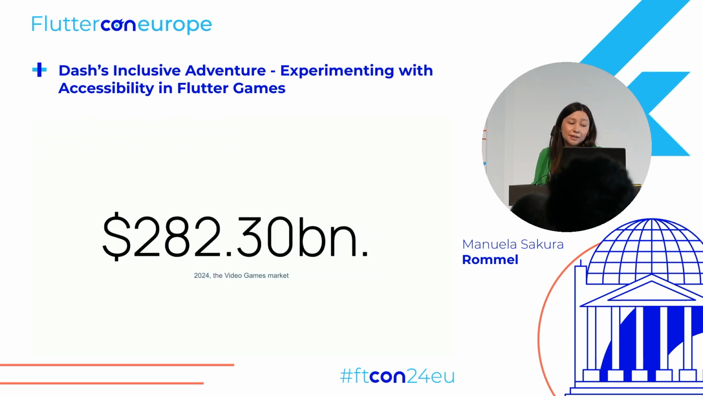Another part is that video games actually are a big market with $282 billion estimated for 2024. For that reason, accessibility is also very important, because it is a market that is growing, and you do not want to exclude anyone.